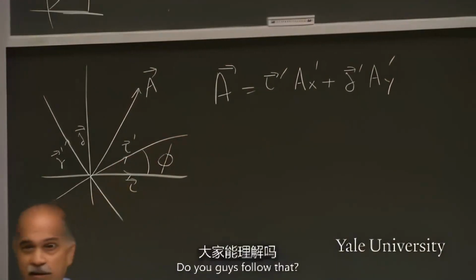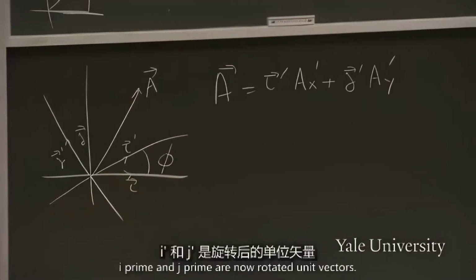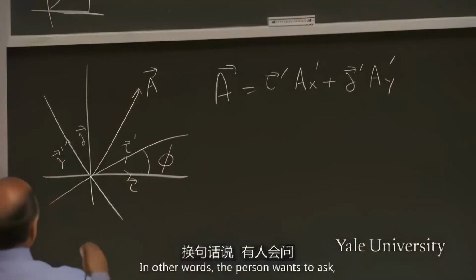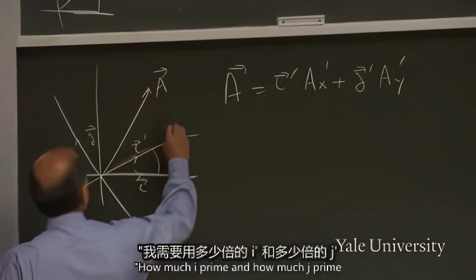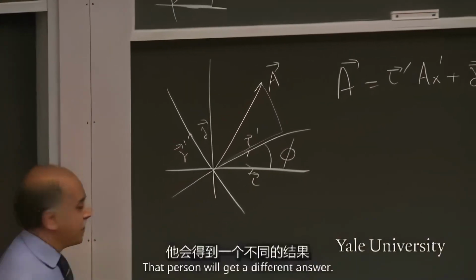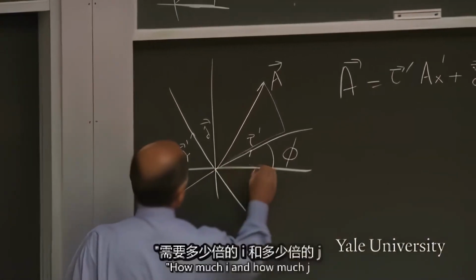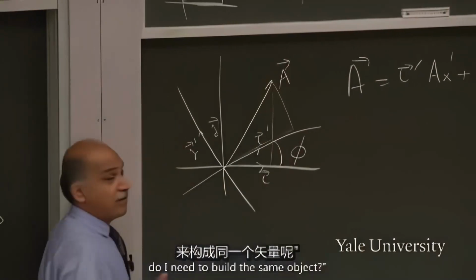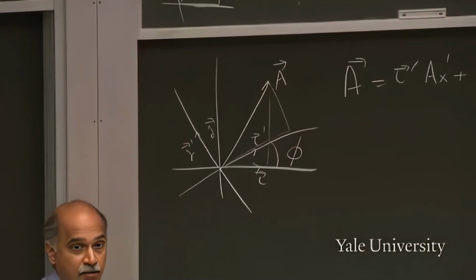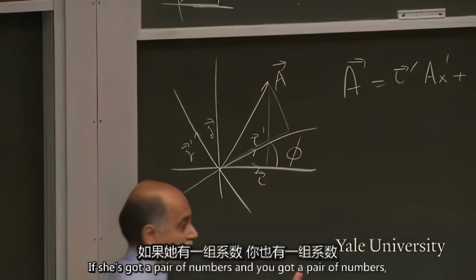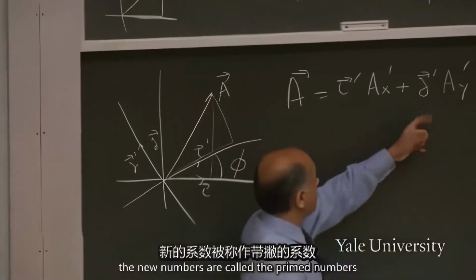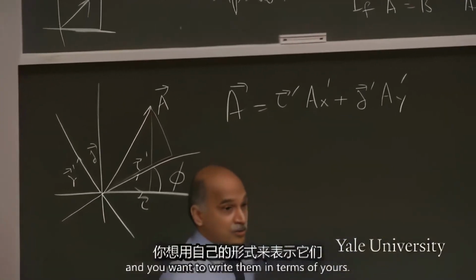You guys follow that? i prime and j prime are now rotated unit vectors, and somebody wants to think in terms of those. In other words, the person wants to ask, how much i prime and how much j prime do I need to build up the vector A? And that person will get a definite answer. You're asking, how much i and how much j do I need to build the same object? So the same entity written in two different ways. So she's got a pair of numbers and you got a pair of numbers. The new numbers are called the prime numbers, and you want to write them in terms of yours.